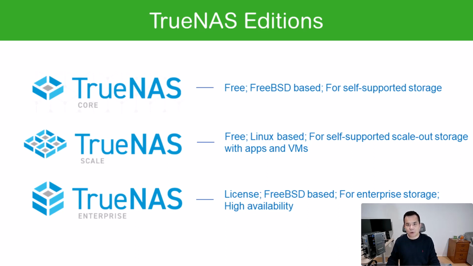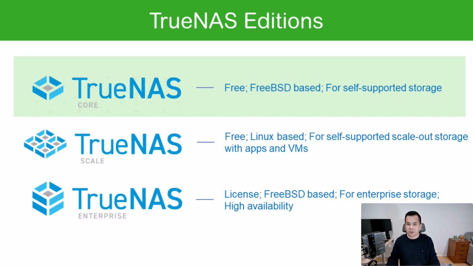TrueNAS Core is good for personal use or a small office. TrueNAS Scale is a good option for running applications or containers. For example, if you want to run Docker and Kubernetes, you should select TrueNAS Scale. TrueNAS Enterprise, as the name suggests, is for enterprise, that is, for mission-critical enterprise-scale data storage and sharing. In this video, I will show you how to install and set up TrueNAS Core, the edition for personal use or small office.